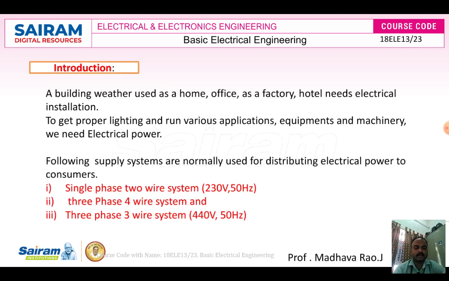Coming to the introduction part of domestic wiring. A building, whether used as a home, office, factory, school, college, or hotel, needs electrical installation. Any building requires electric supply and electrical installation. Why is it required? To provide proper electric lighting and to run various applications, equipment and machinery.